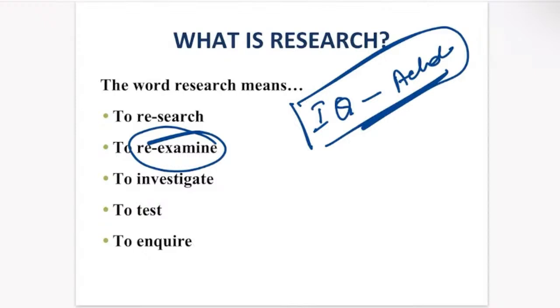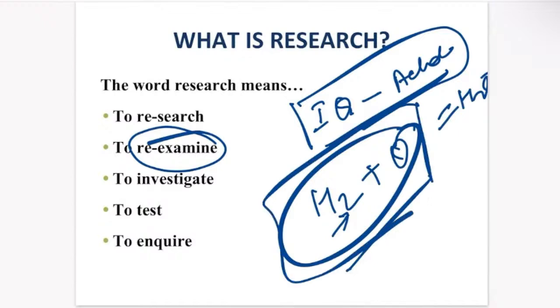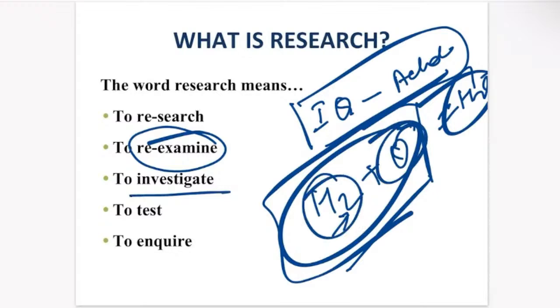Let's talk about an example. Suppose we know that two molecules of hydrogen plus one molecule of oxygen creates H2O, water. In a certain temperature, in a certain situation, in a certain context, right? You can repeat it again and again, and you will get similar results. That is re-examining. Investigate: we investigate why this happened, at what temperature it will happen, and how it will happen. That kind of thing we investigate to test.